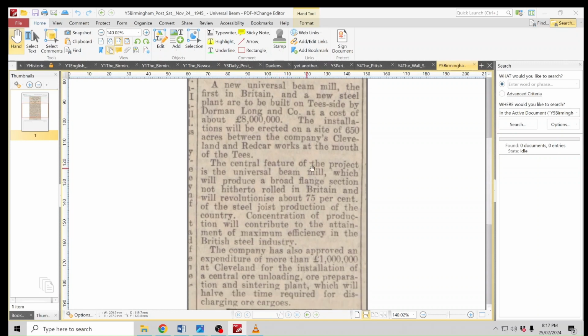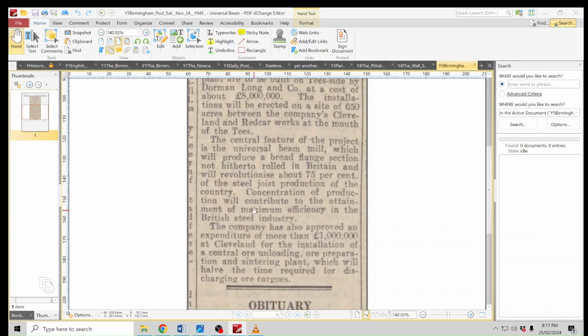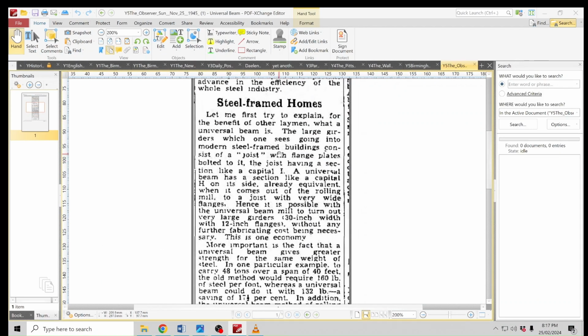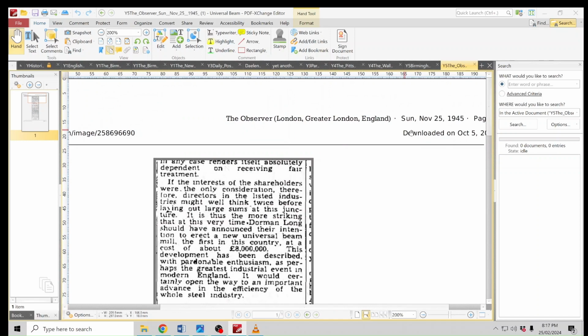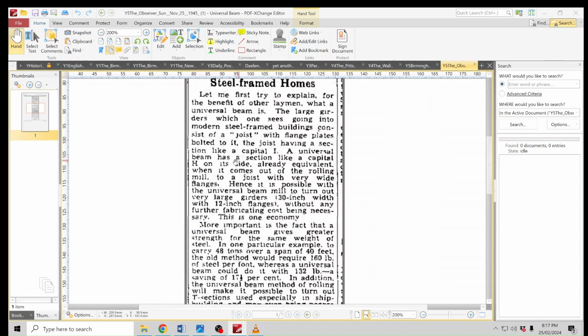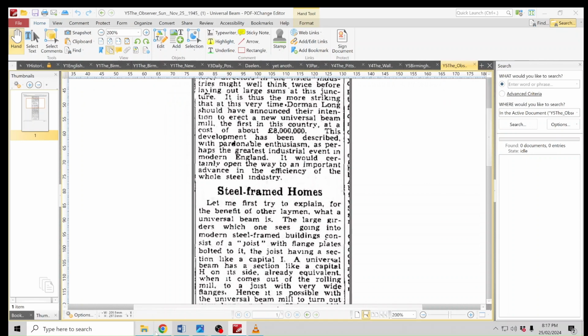The central feature of the project is a universal beam mill, which will produce a broad flange section and will revolutionise about 75% of the steel and joist production of the country. So that was a good read. And then what have we got next? So where are we? We're in 1945. Universal beam has a section like a capital H. That's just talking about what they are.